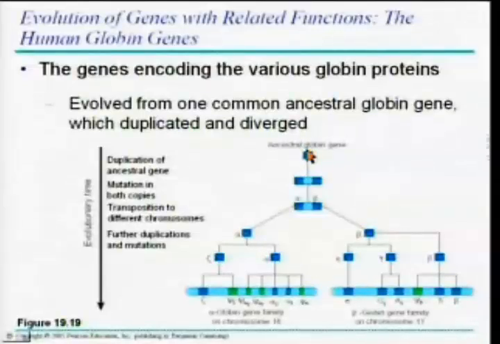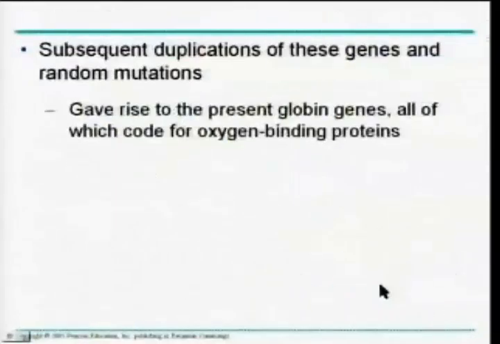So we see it starts here with the ancestral globin gene, and over evolutionary time, a long time, right? Duplication of the ancestral gene, then mutation in both copies, then transposition to different chromosomes, and then further duplications and mutations, so that ultimately, this one is looking at the hemoglobin, but there are other globin proteins. Ultimately leading to what we observed in the earlier slide.